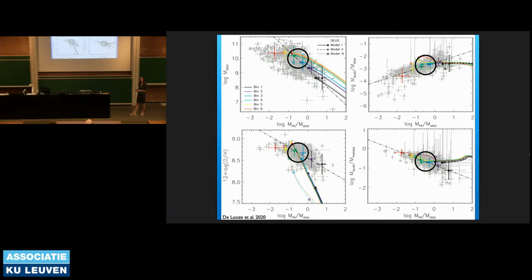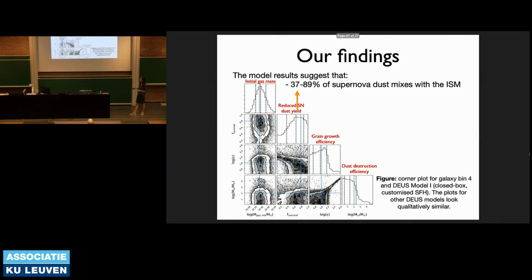You show quite convincingly that there is degeneracy between grain growth and the supernovae production of material. Is there any way to lift that? Because conceptually it seems logical that it's degenerate. One aspect is that current models for grain growth normally don't account for the availability of metals. They have simple prescriptions, at least most models, so you can simply keep on growing dust, but at some point you're going to run out of metals.